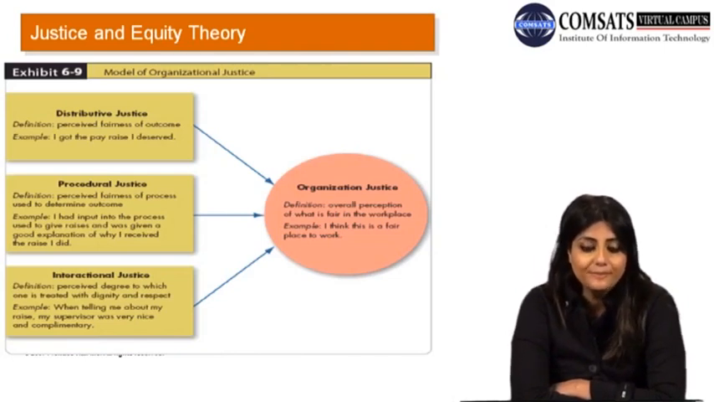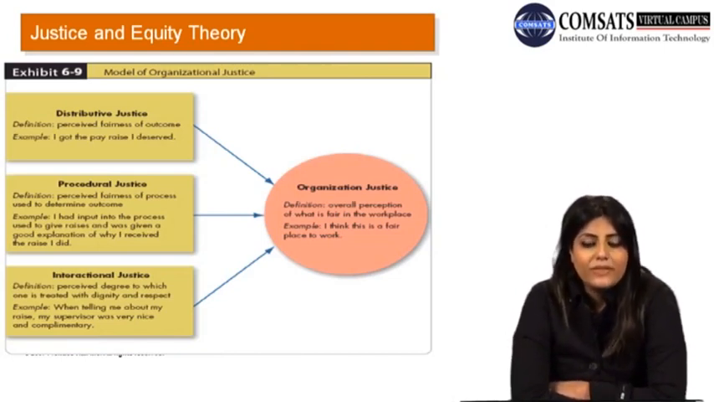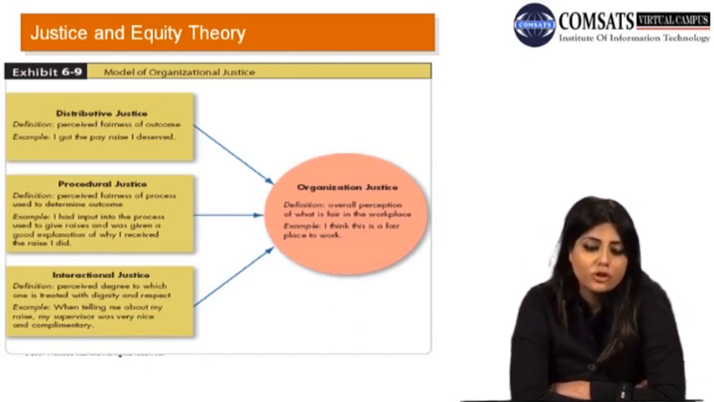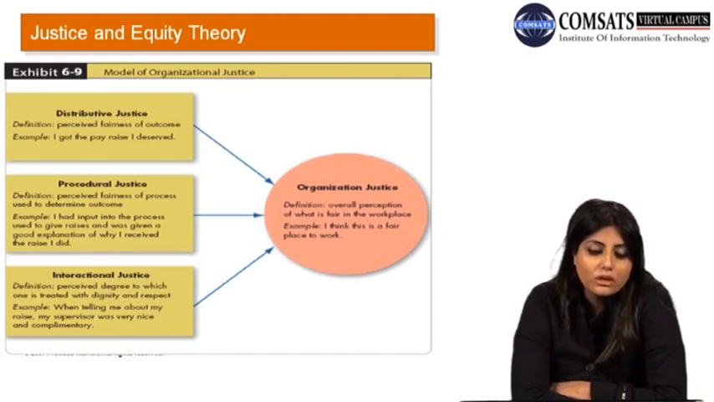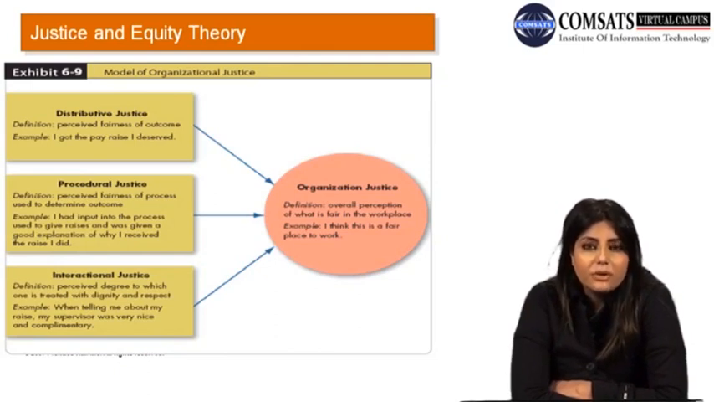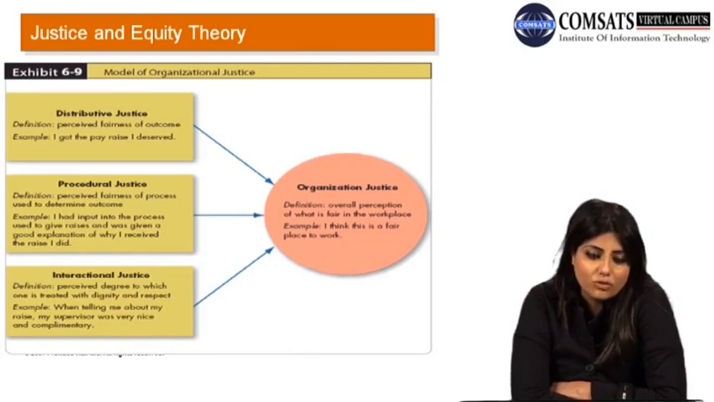Distributive justice is basically when individuals are trying to relate their outcomes with those of others, right? So it is basically the fairness perceptions about the distribution of outcomes, right? Such as, I got the pay raise I deserved, right? That is an example of distributive justice. So here it is about the distribution of the outcome. So it is more related to the concept of equity theory.